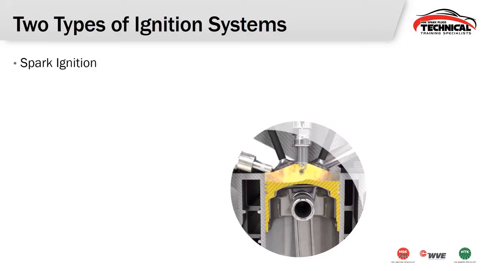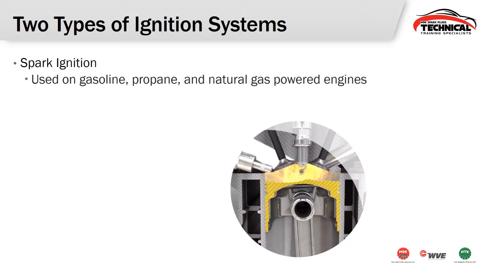So really there's two types or two classifications of ignition systems that we see on our vehicles today. We start off with the most common being spark ignition. The majority of vehicles on the road today use some form of spark ignition, and this is used on gasoline, propane, and natural gas engines. And this spark ignition uses the common components that we're used to hearing, like spark plugs, ignition coils, spark plug wires, maybe a distributor or control module, those kinds of things that we've all heard of through the years.